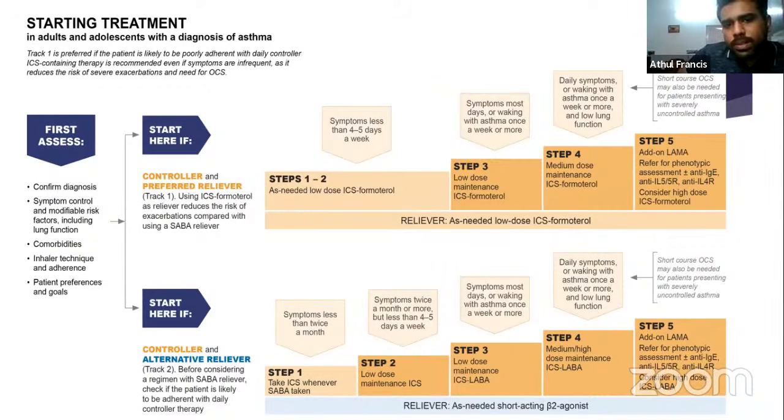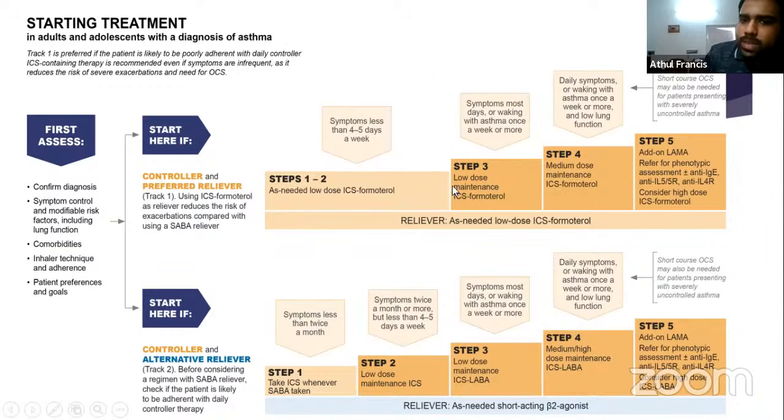So steps 1 to 2. In this, you leave as needed, an SOS low dose ICS formoterol. This is your maintenance. And as your reliever, you always name as needed low dose ICS formoterol. So here the point is, a single inhaler is enough for the patient. He can use this as a reliever as well as a maintenance.